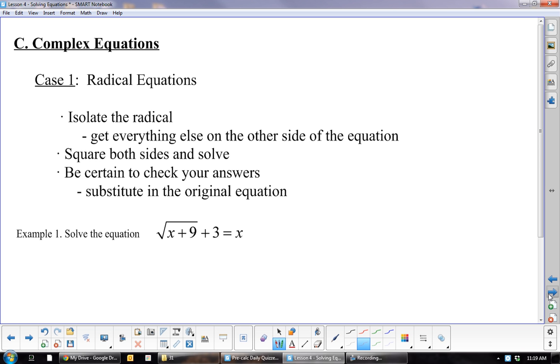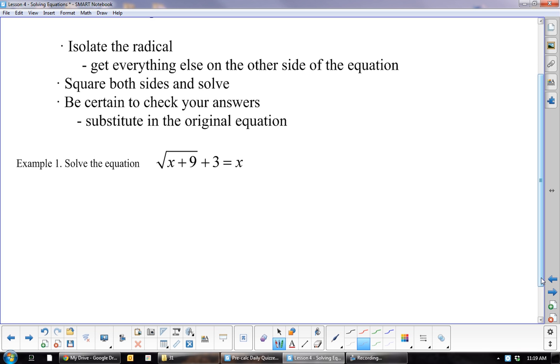Now, the complex equations are radical and rational. Okay? So the radical, you always want to get it by itself or isolate the radical. So get radical on one side and get all the other stuff on the other, and then you square both sides. Again, we will do an example on the back page so you see what I'm talking about.